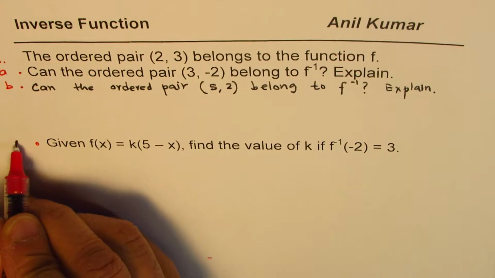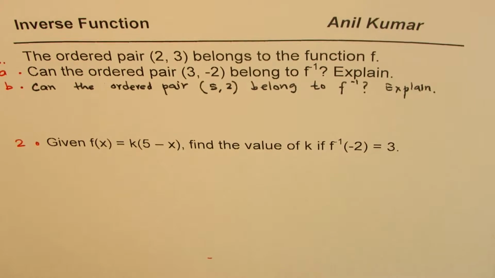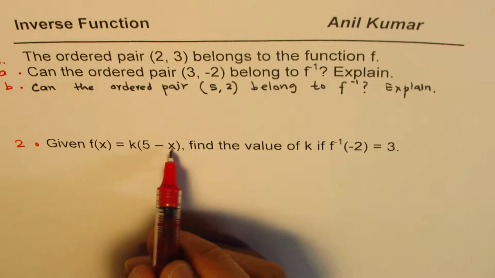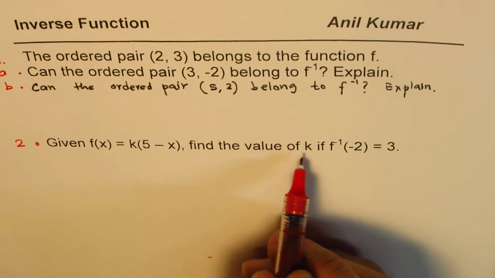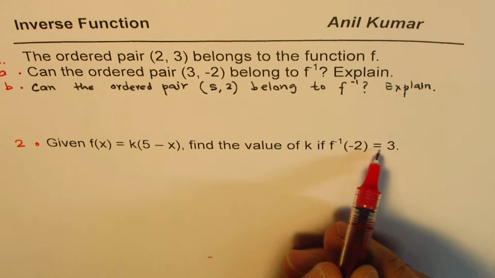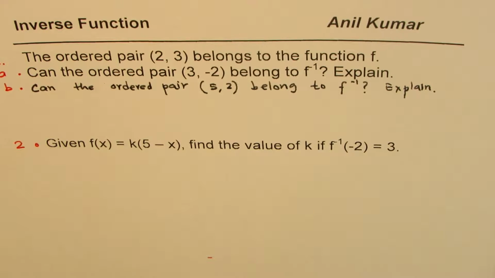And here is question number 2 on inverse function. We are given f(x) = k(5 - x). Find the value of k if f inverse of -2 is equal to 3. Now these are very important questions from test point of view. Think over it and then look into my suggestions.